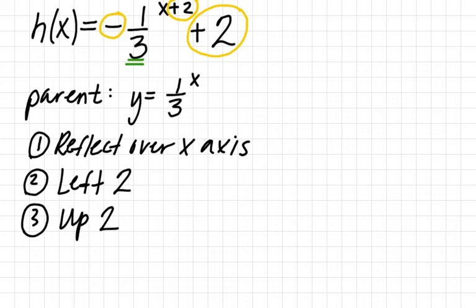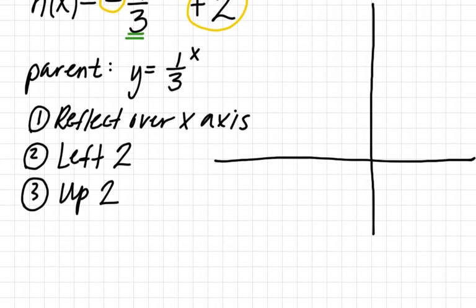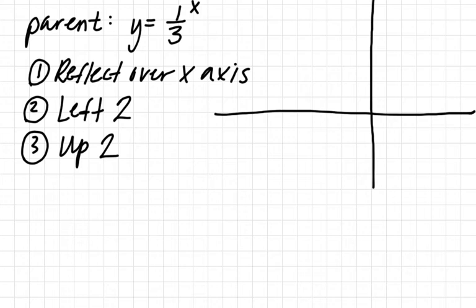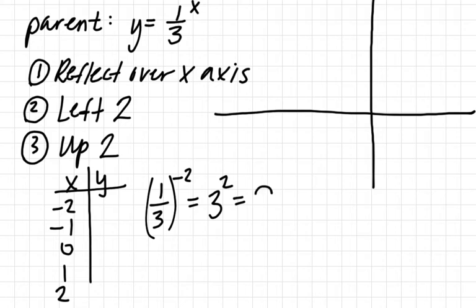So you want to begin by graphing the parent function. And if you need to make a table of values to get started for the parent function, you certainly can. You just want to eventually move towards not having to make a table for the parent function. So we're graphing y equals (1/3) to the x power. If we take 1/3 and raise that to the -2, that's really going to become 3 to the positive 2 power, and that will result in a y value of 9.